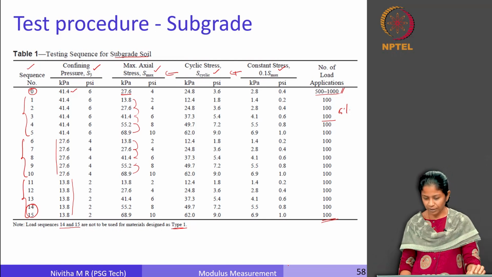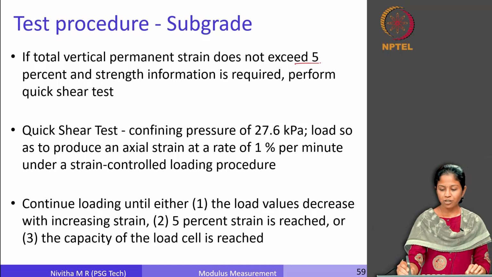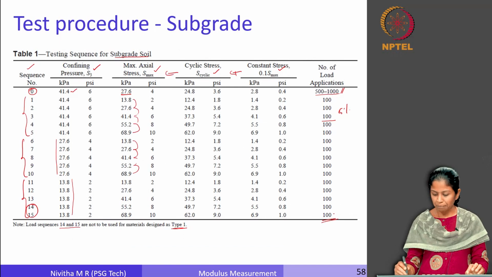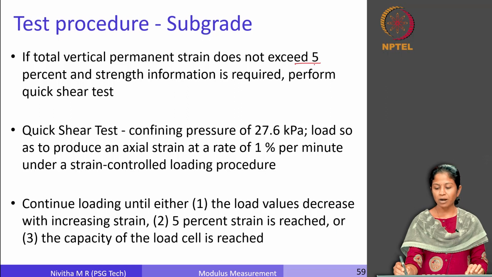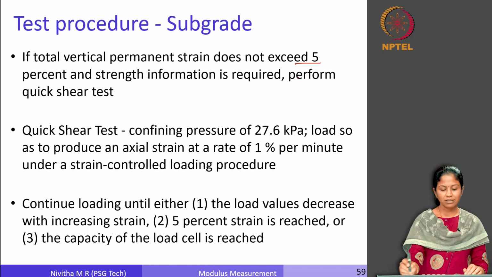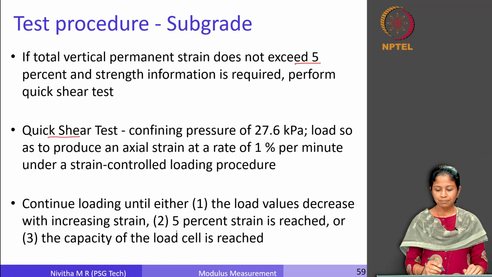So, this is with regard to the loading condition. If the permanent deformation does not exceed 5%, right, at the end of the test, we have completed all these sequences depending upon type 1 or type 2. Even at the end of the test, if the total permanent deformation does not exceed 5% and if we require some kind of strength information from this particular test, it is suggested to do a quick shear test. What is this quick shear test?